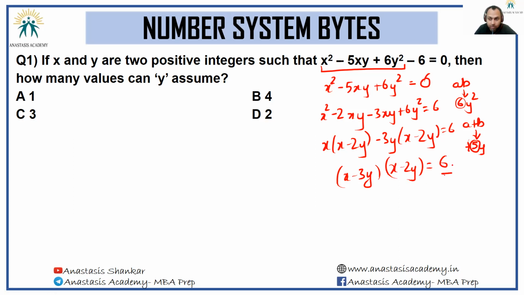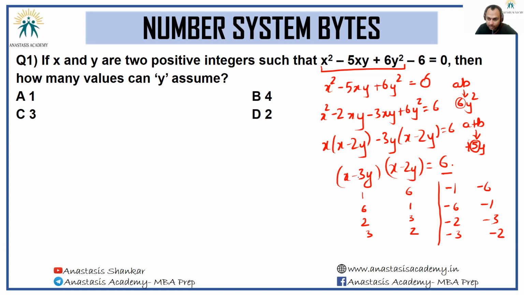So now I have to look at, because x and y are integers, and they are giving me 6, the possible cases are: this is 1, this is 6; this is 6, this is 1; this is 2, this is 3; this is 3, this is 2; and don't forget minus 1, minus 6; minus 6, minus 1; minus 2, minus 3; minus 3, minus 2. We have to check for all these 8 cases.